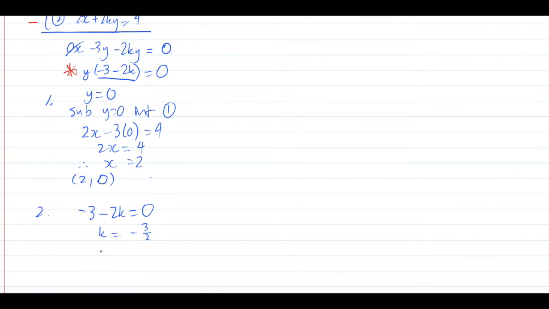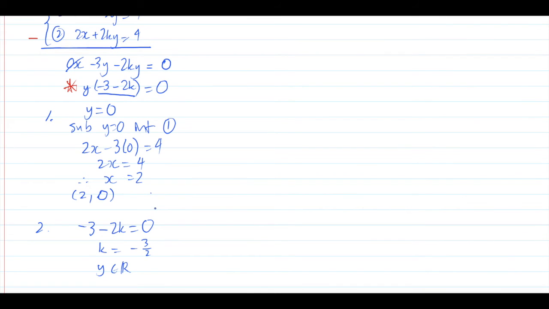Because if k equals negative 3 on 2, then y can technically be anything, right? y can be 5, and then 5 times 0, because the bracket is now 0 when k is equal to this number, negative 3 on 2, then that's also equal to 0. So this is the confusing bit, okay? Which leads in very well into part B of our question.